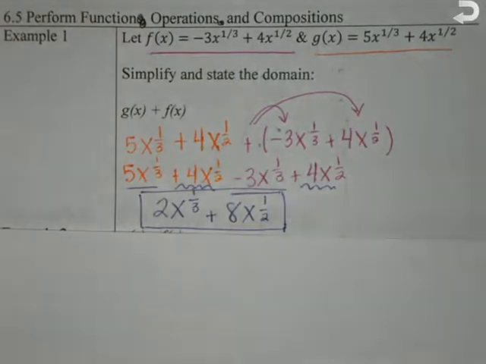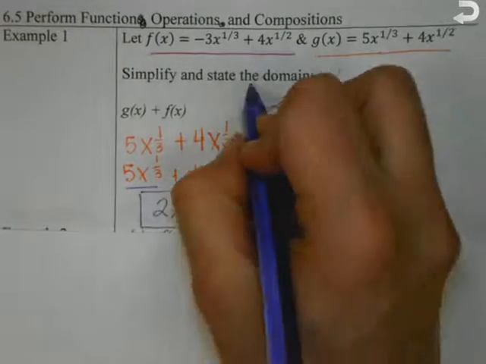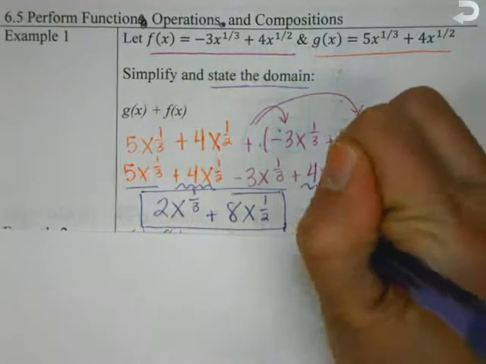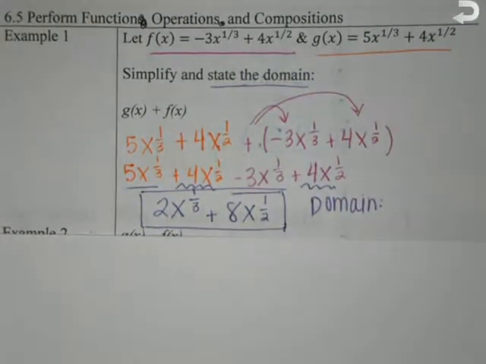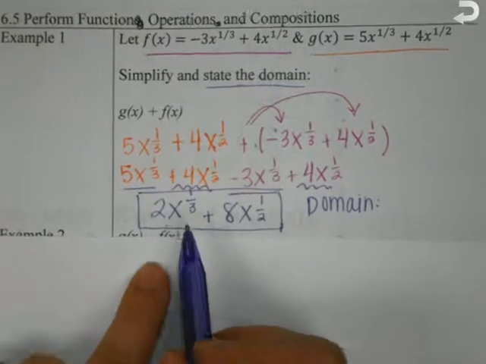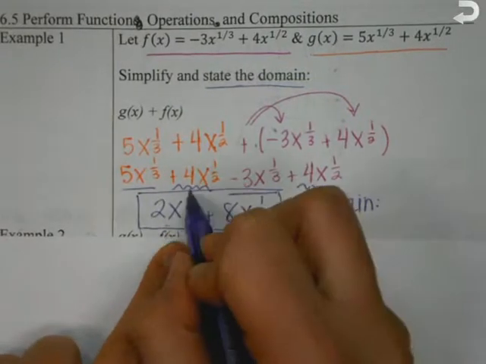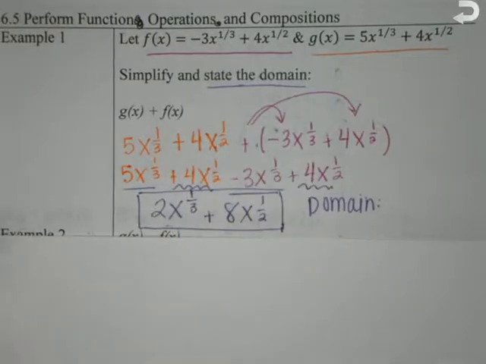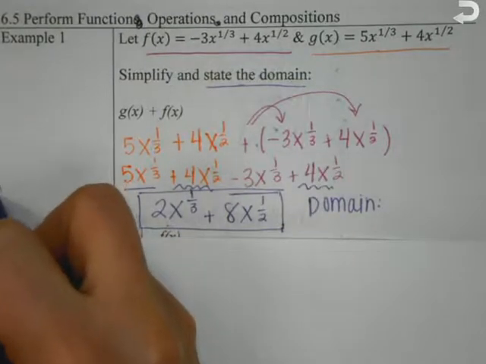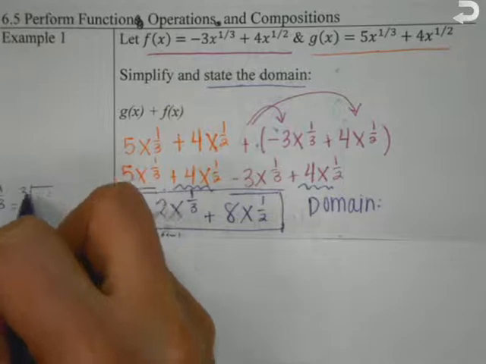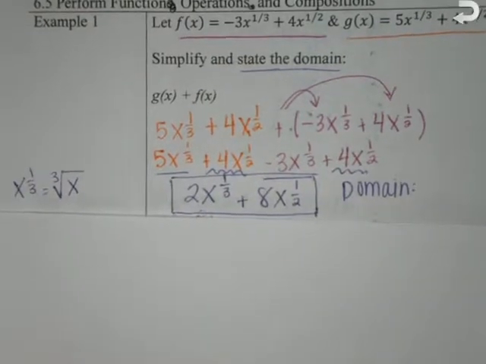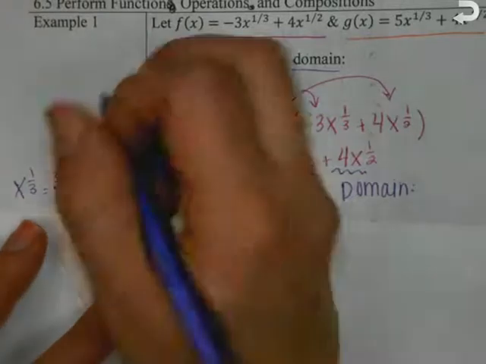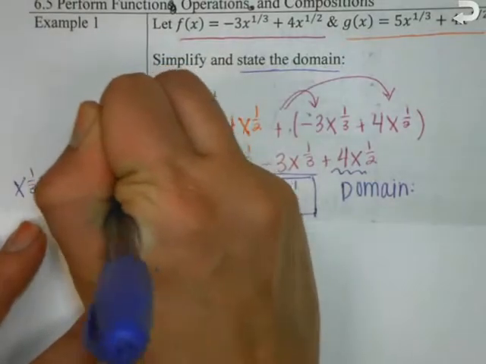The other part of this problem is they want us to state the domain. So remember, domain has to do with what can I plug in for x. So let's look at where our x's are. I have x to the 1/3. If I was to rewrite that as a root, x to the 1/3 would be cube root of x. And I also have an x to the 1/2. X to the 1/2 is square root of x, right?